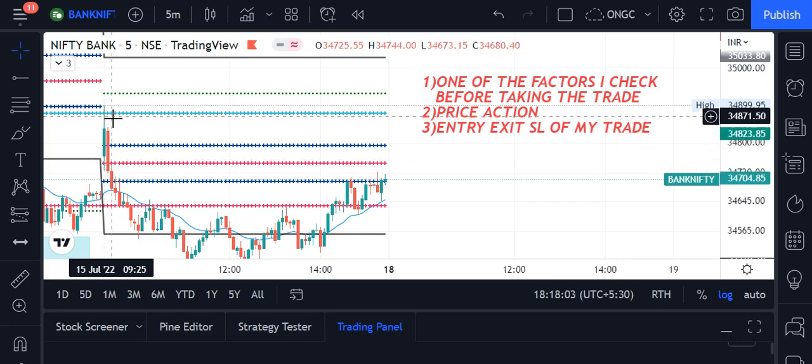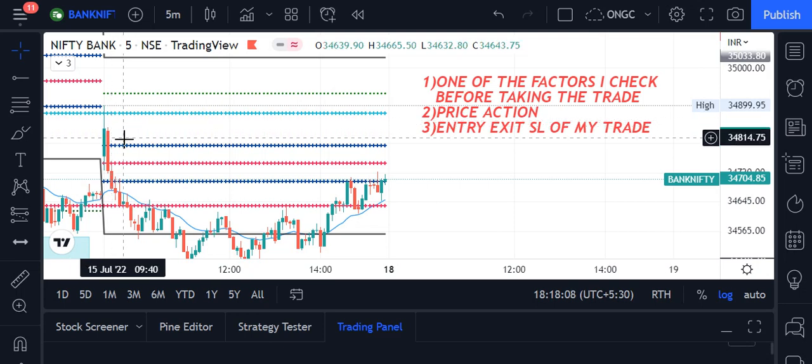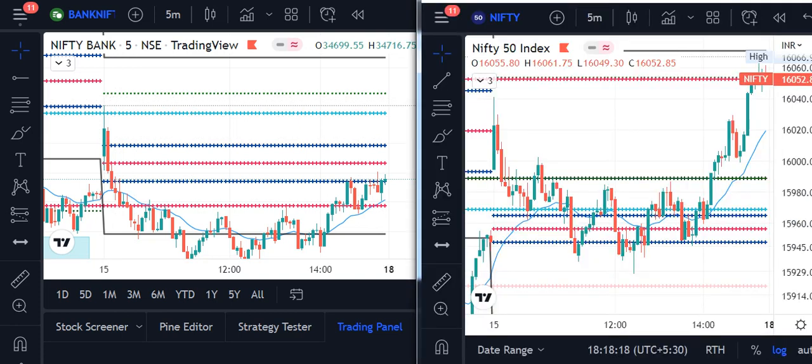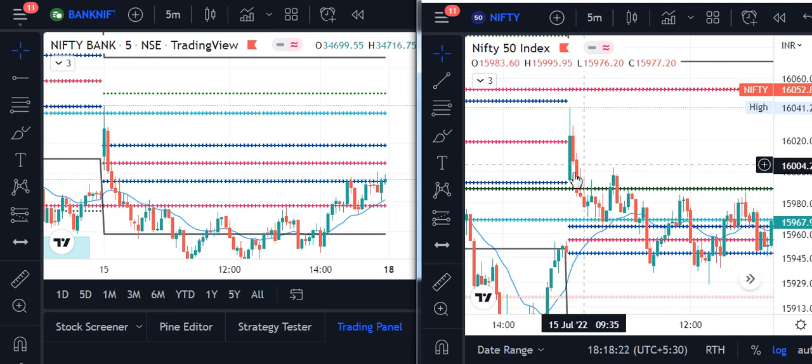This is price action. Reading every candle with the price, what the price is doing, is price action. You have to compare Bank Nifty's and Nifty's price action before you take the trade. In the third candle it closes below the monthly pivot.